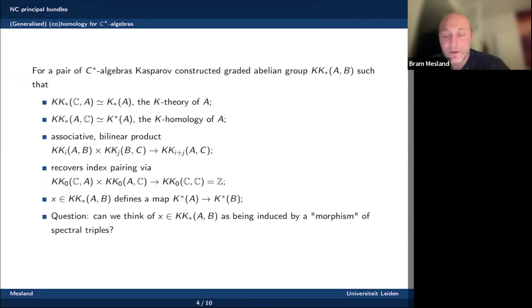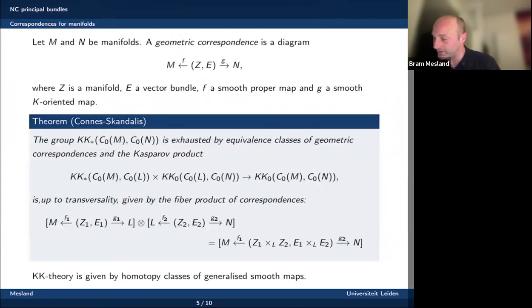So we want to look at cycles for KK theory, but let's give a little bit more motivation for this picture that I just sketched, because in the early 80s, Connes and Skandalis gave this kind of geometric interpretation for the KK theory of commutative algebras by introducing what they called a geometric correspondence. So we need some finer structure. This is again the spirit of the game.